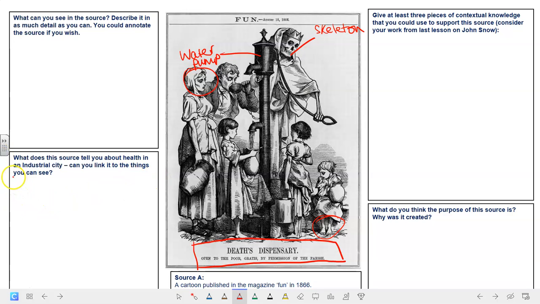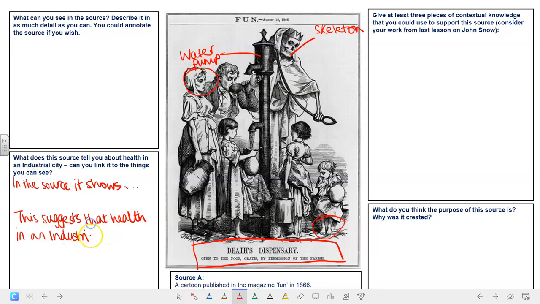So in the source it shows, and then you describe what you can see. And then, importantly, this suggests that health in an industrial city was. So pause here, complete that task, and then come back.